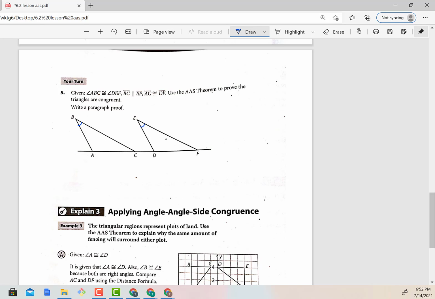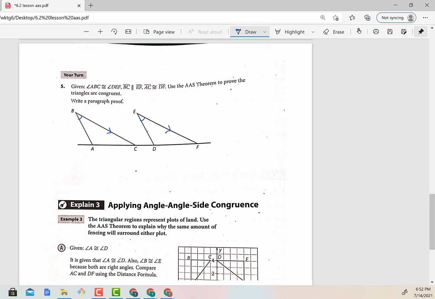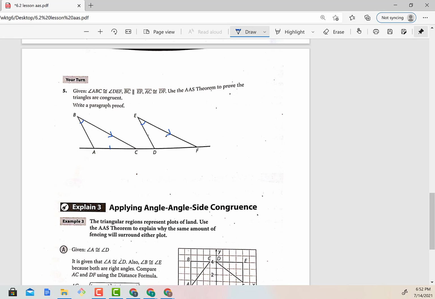It tells us segment BC is parallel to segment EF. So we know we're going to be using probably some alternate interior or alternate exterior or corresponding angles that you learned in a previous unit in this proof. It also tells us segment AC is congruent to segment DF. So essentially what we have here is we have one congruent angle and one congruent side.